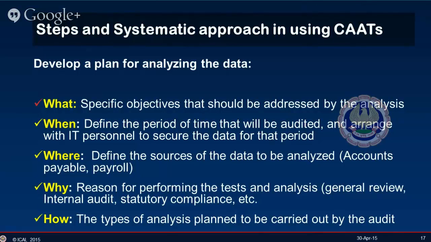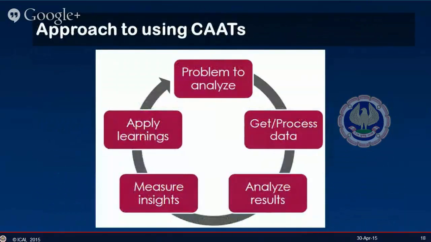And next, you should be clear about why you are performing this analysis. Once you're clear about this, then you will be able to know how to do the CAATs. If you have to summarize this presentation, these are the 5 steps in using CAATs. First, you have a problem to analyze. You get or process the data, perform the test. Based on that, you analyze the result, measure the insights, and apply the learning.